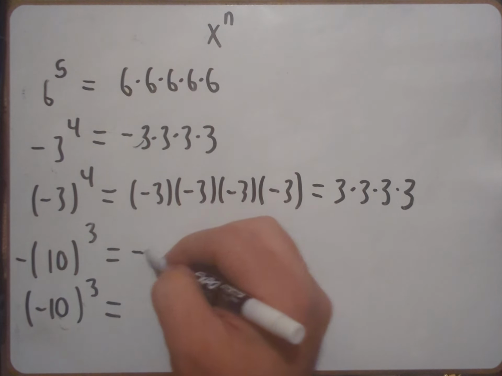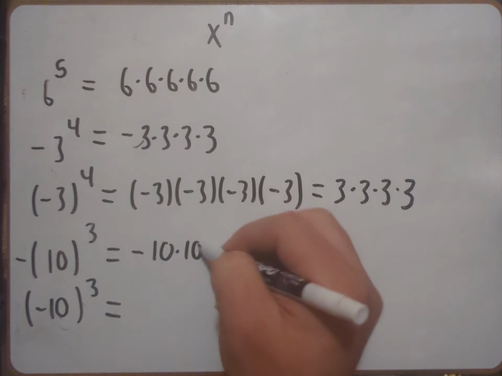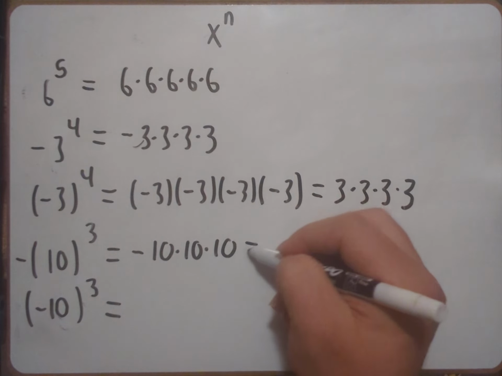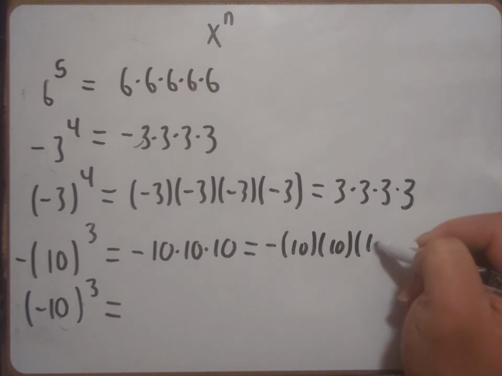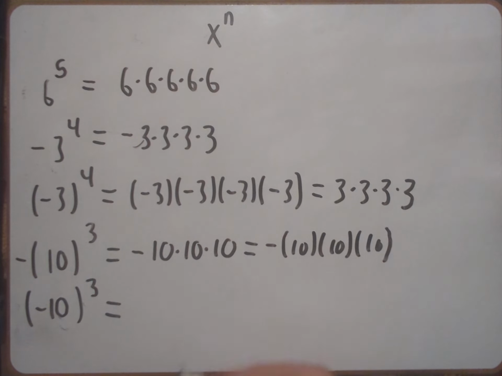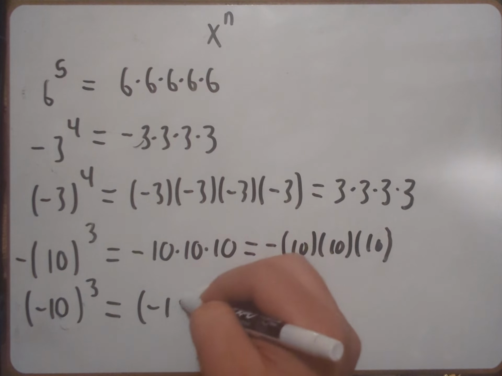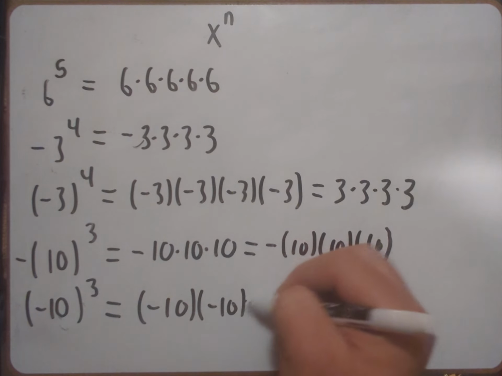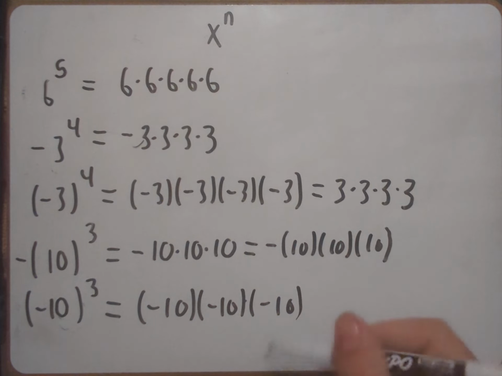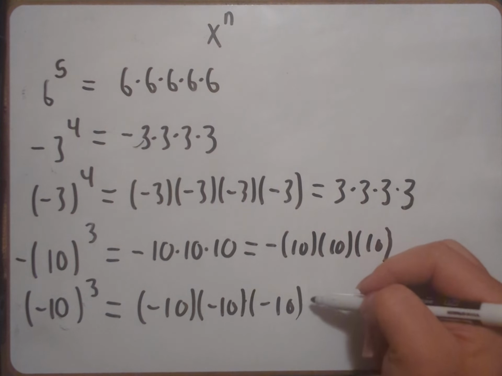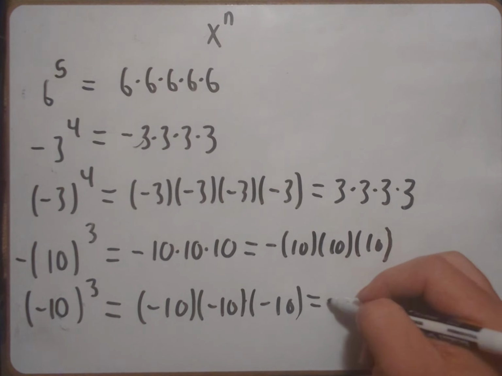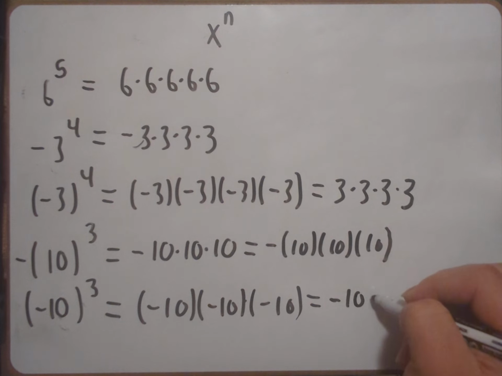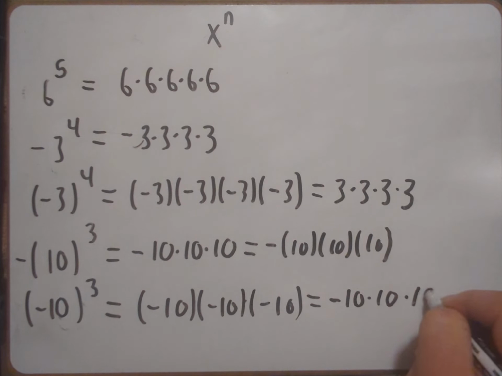Here, since the negative is on the outside, 10 times 10 times 10. Or if you wanted to, you could have left it in parentheses and you get the same answer. So since the negative is on the inside parentheses, we'll just write it like that. But here, notice, these two negatives cancel, but this negative sign remains. So you basically get the same answer.